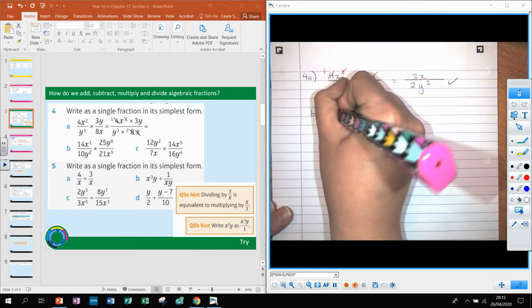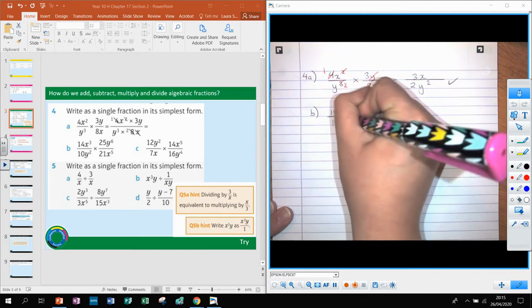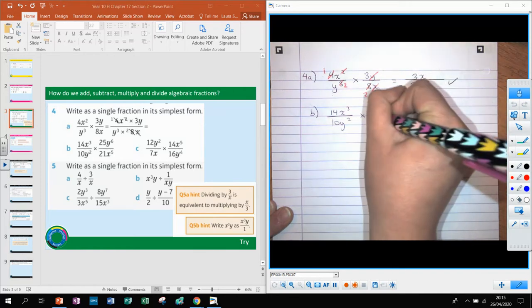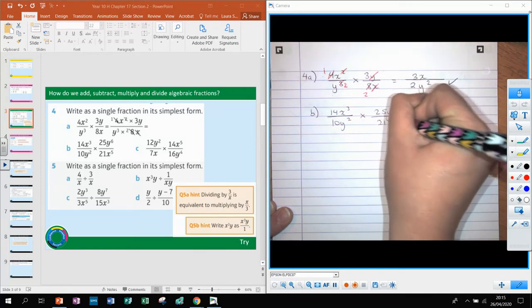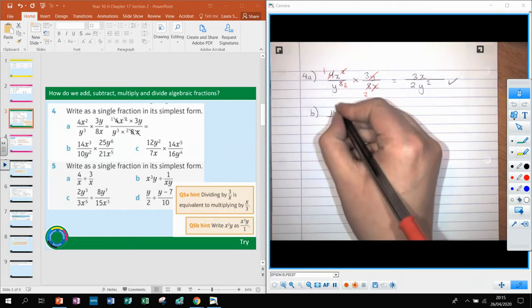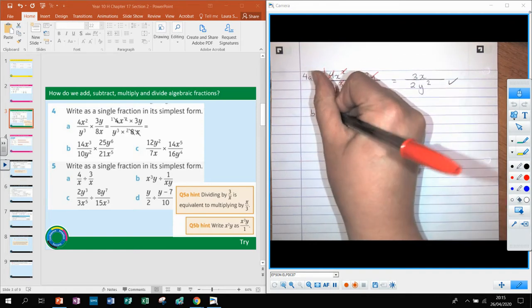Part B, 14x cubed over 10y squared times 25y to the 6 over 21x to the 5. Let's first see if we can cancel anything down. Always start with numbers. It's much easier. First let's divide these by 2. So we get a 5 and we get a 7.